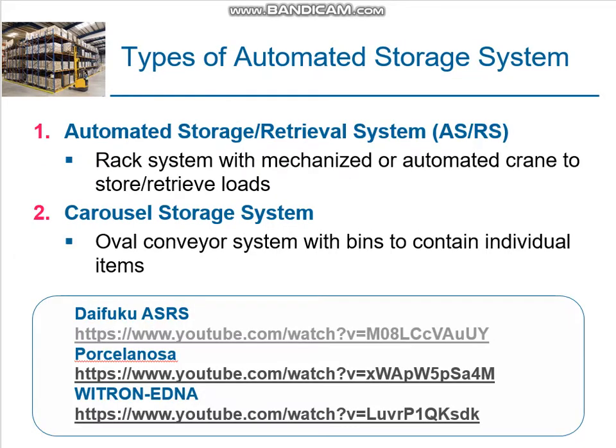There are two types of automated storage systems. The first one is called Automated Storage and Retrieval System, ASRS, which consists of a rack system with a mechanized and/or automated crane to store and retrieve loads. The second type is called a carousel storage system, which utilizes an oval conveyor system with bins to contain individual items. Let us see some examples.